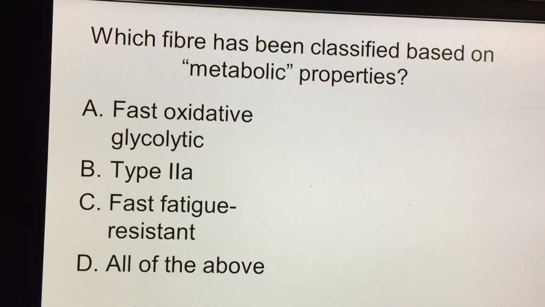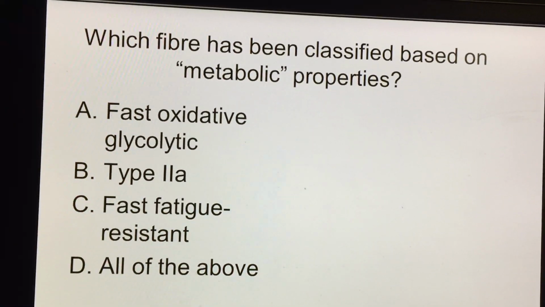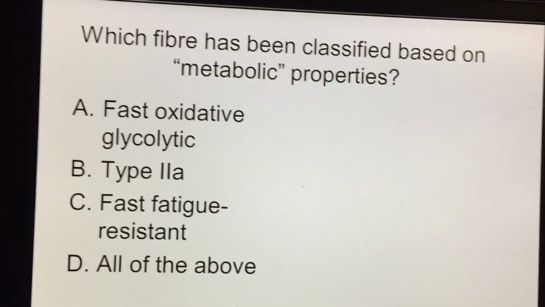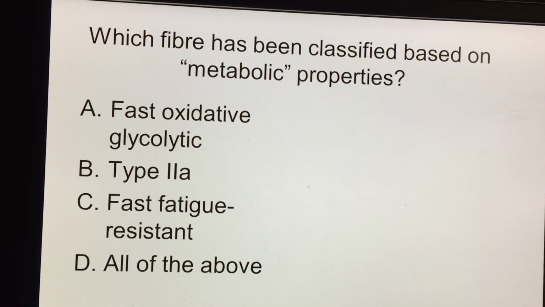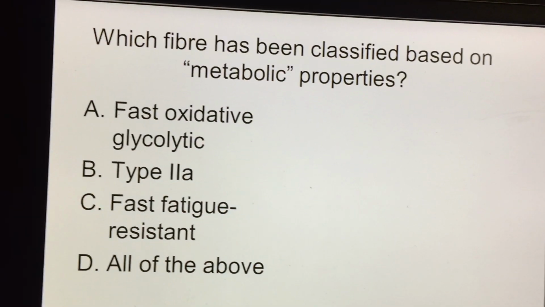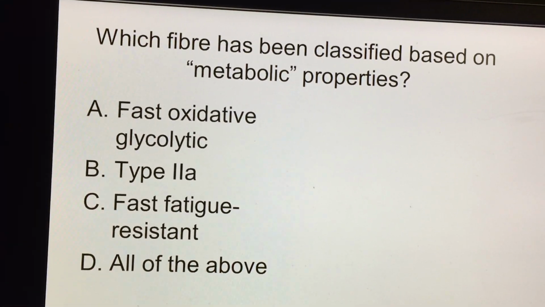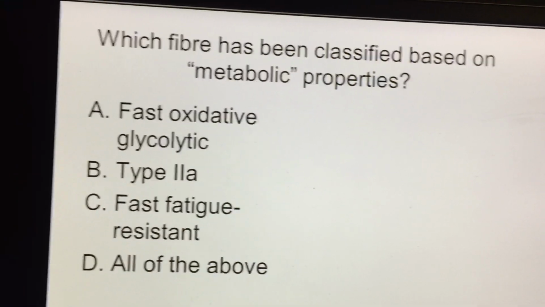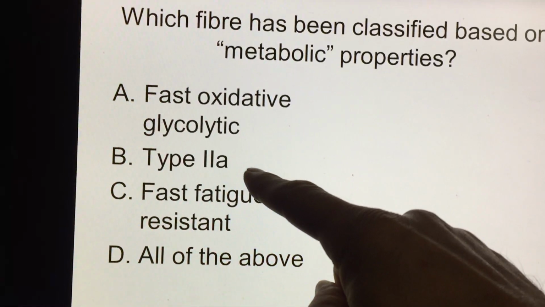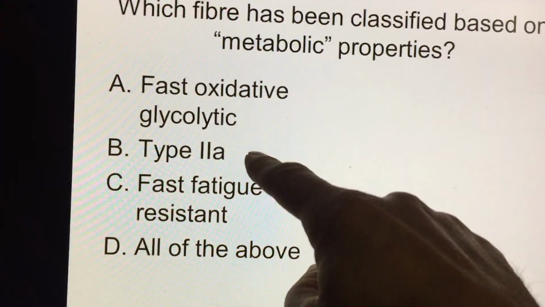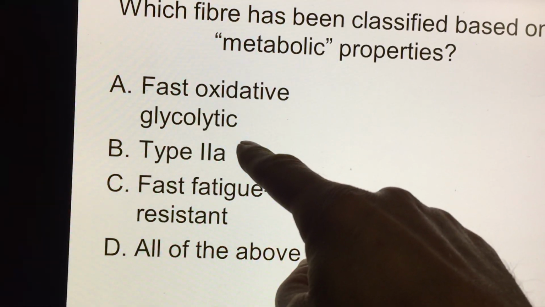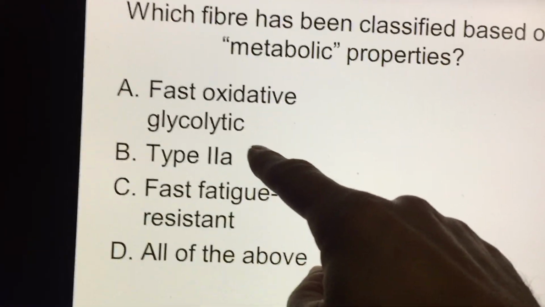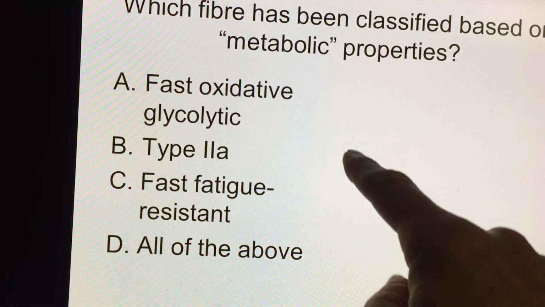Multiple choice question 2, which fiber has been classified based on metabolic properties? So the answer here would be A, your fast oxidative glycolytic fiber. So that's based on oxidative and glycolytic enzymes. Type 2A fiber is probably the same type of fiber, but this fiber type classification is based on your myosin ATPase activity or your myosin heavy chain.